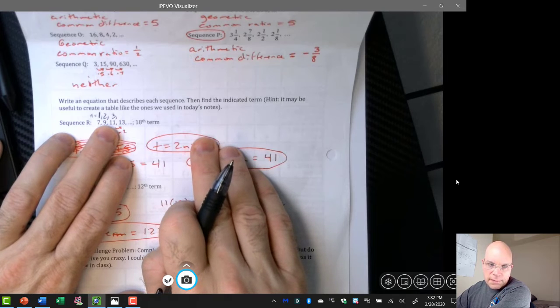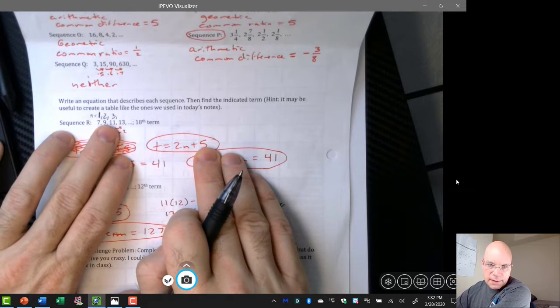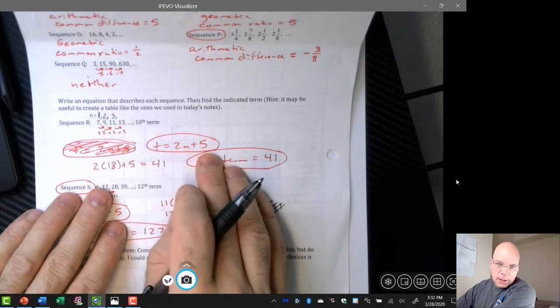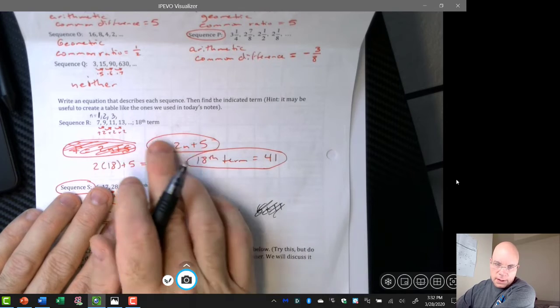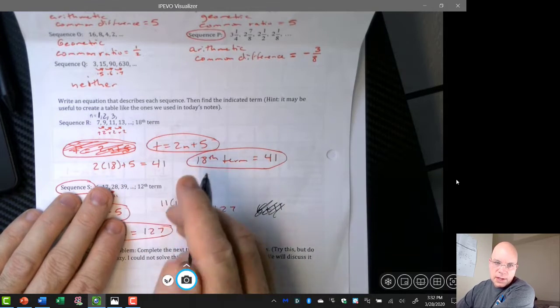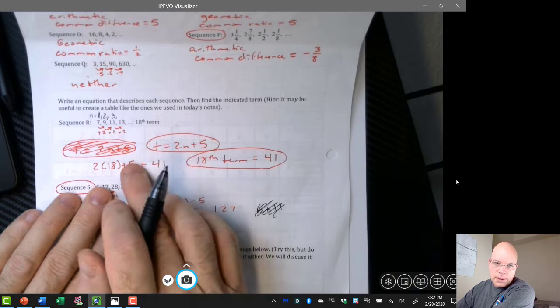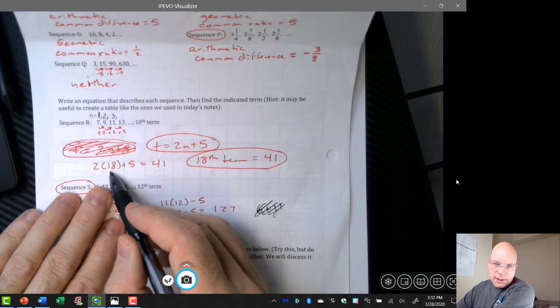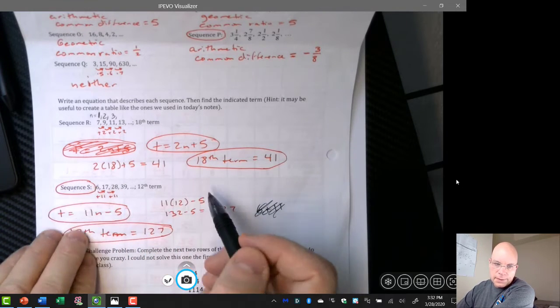And then you test it with another value of n, like 3. If you double 3, you get 6. If you add 5 to 6, you get 11. So this equation is confirmed by the sequence. And then to find the 18th term, you substitute 18 for n, and you get 41.